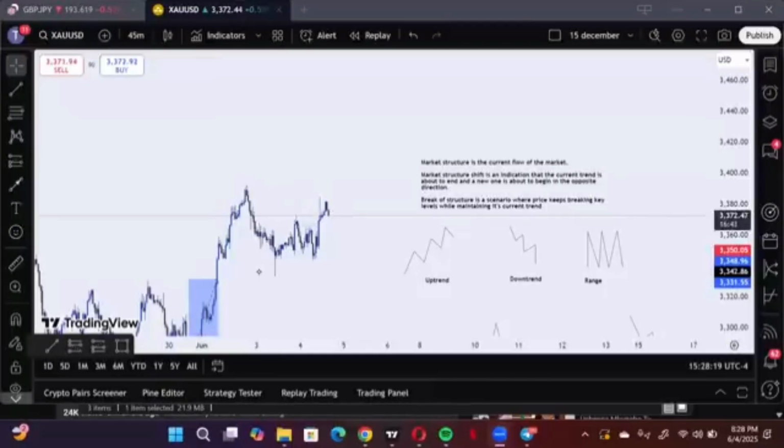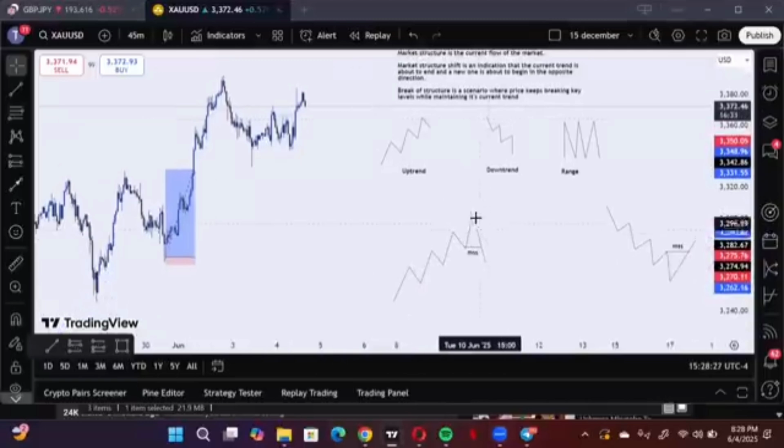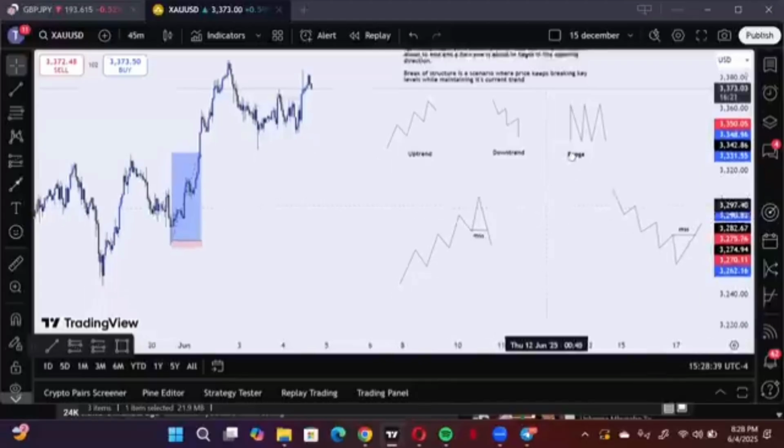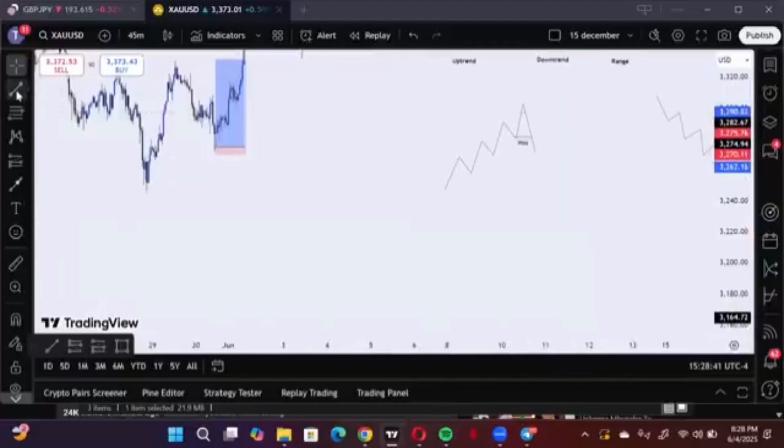So the difference between a market structure shift and a break of structure is that once you get a market structure shift, you are trading opposite of the trend. But when the market is giving you a break of structure, you are still trading in line with the current trend the market is on, and it's going to keep breaking key levels. By key levels, I mean recent highs and lows in the market.